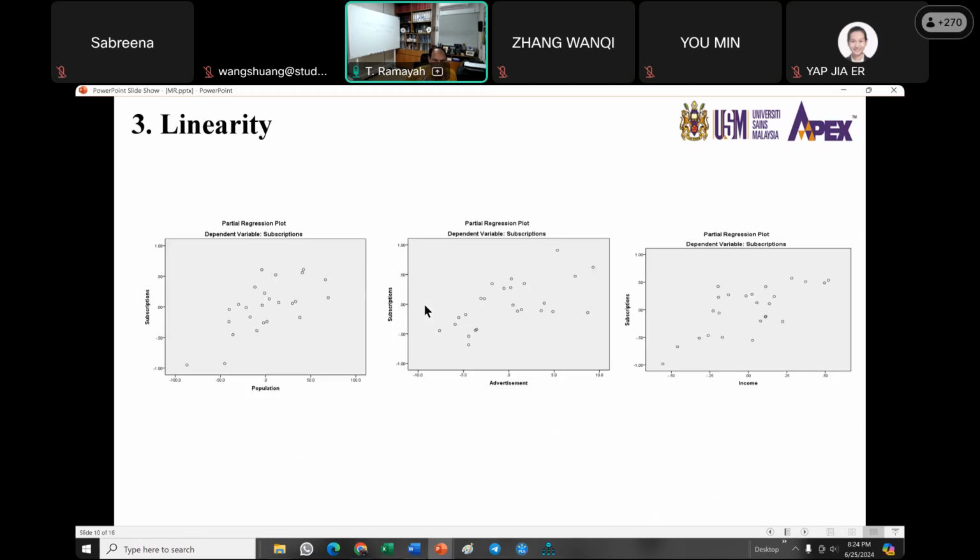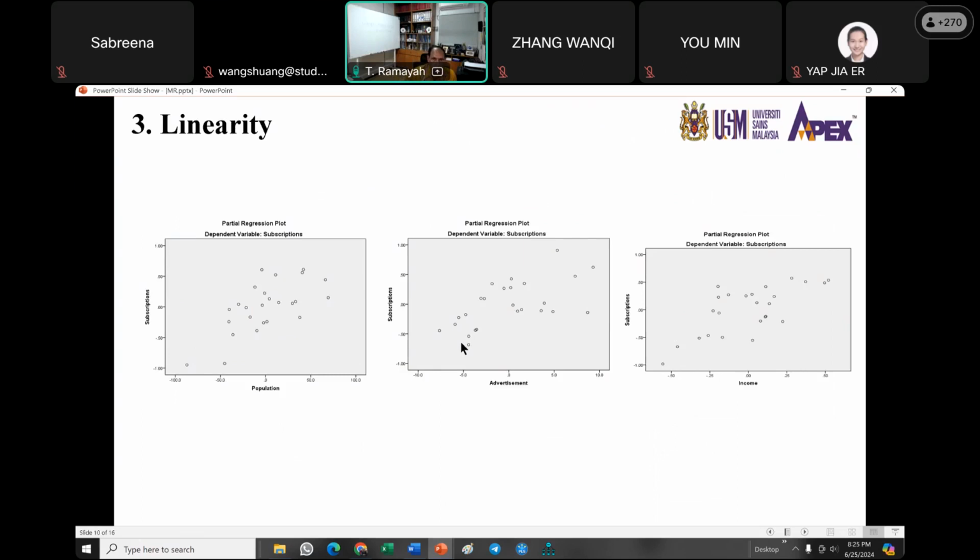Yeah, assumption number 3 is linearity. We have 3 independent variables, and they are all positive, right? So can we draw a straight line in between? Yes, we can draw one line here, and we can draw one line here. So that is what is meant by linearity. Do the 2 variables move in the same direction? And they are linear. Okay, that's number 3.